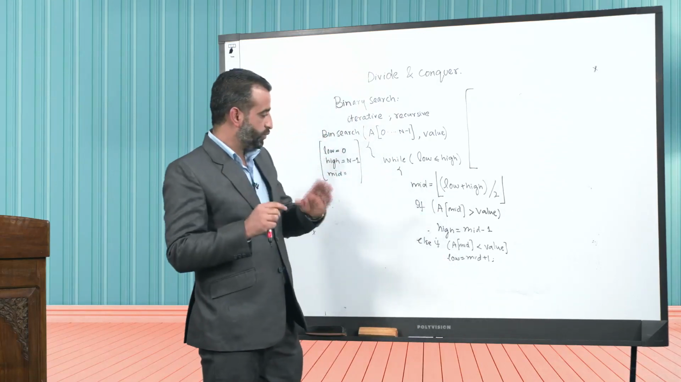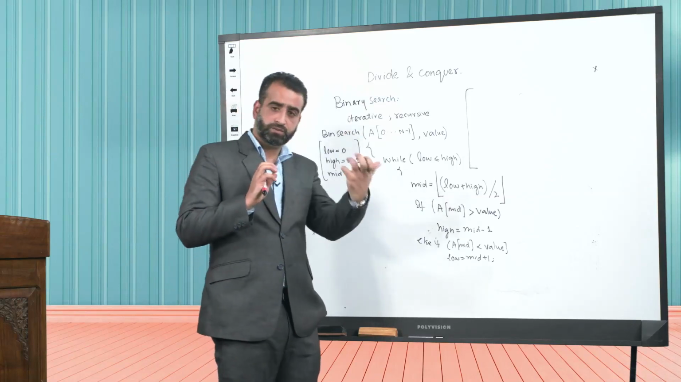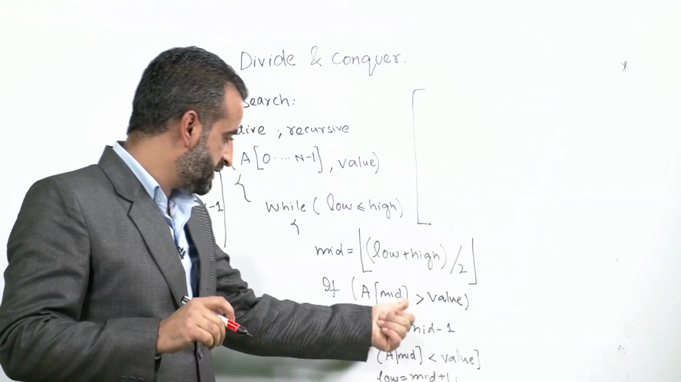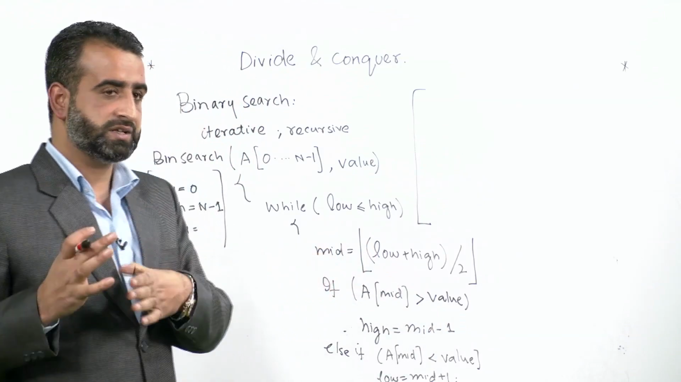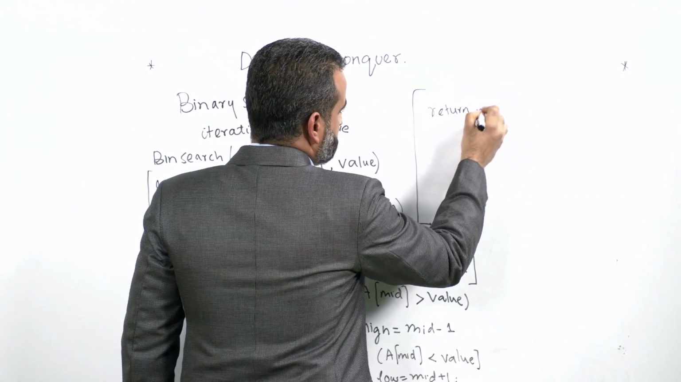I've checked the condition, does the value that I'm trying to look for belong to the left half of the subproblem, or is it on the right half? If it's on neither side, so if it's not on the left side or not on the right side, then there's the probability that I actually have found the element.